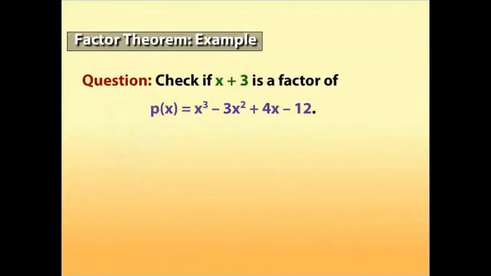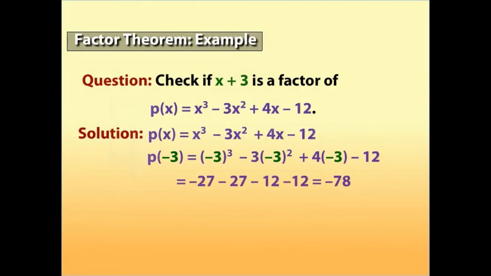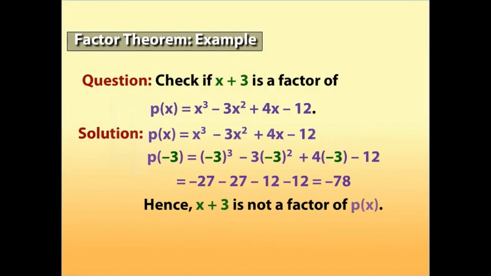Next, let us check if x plus 3 is a factor of x cube minus 3x square plus 4x minus 12. Now we'll find p of minus 3, which is equal to cube of minus 3 minus 3 into square of minus 3 plus 4 into minus 3 minus 12, which will be equal to minus 78, which is not equal to 0. Hence, by factor theorem, x plus 3 is not a factor of p.